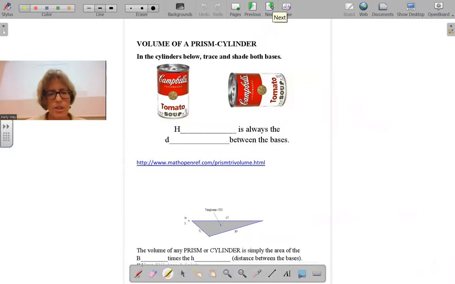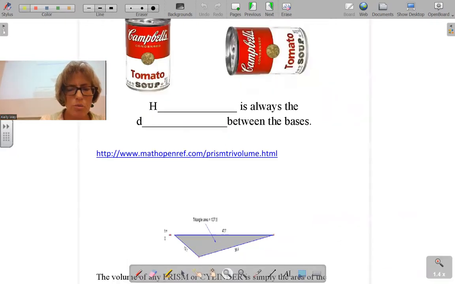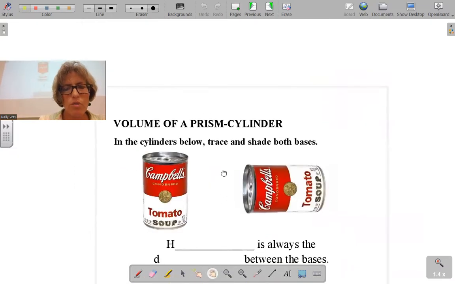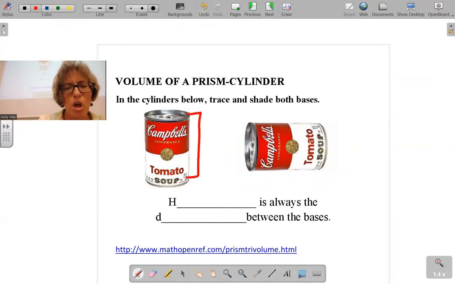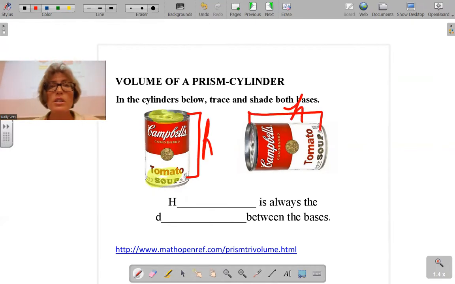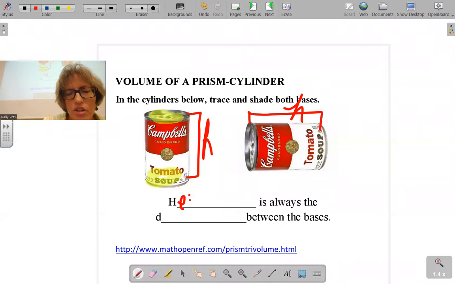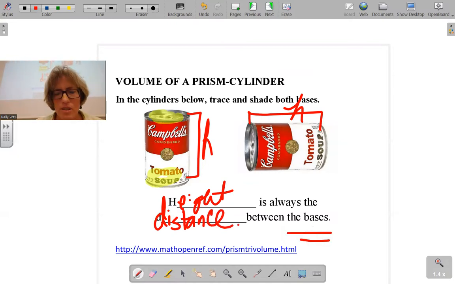Remember, height is the distance between the bases. So this soup can, you guys are used to seeing height vertically, so if your bases are the two circles, then the height would be this way also, the distance between the circles. Okay, so height, H-E-I-G-H-T, is always the distance between the bases.